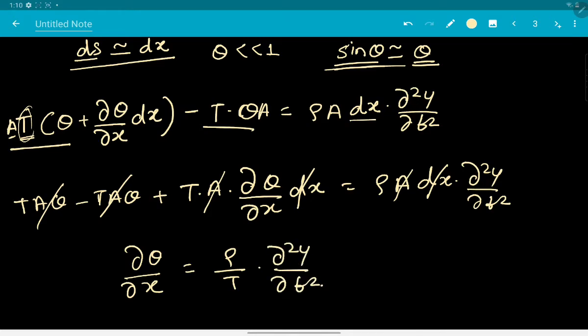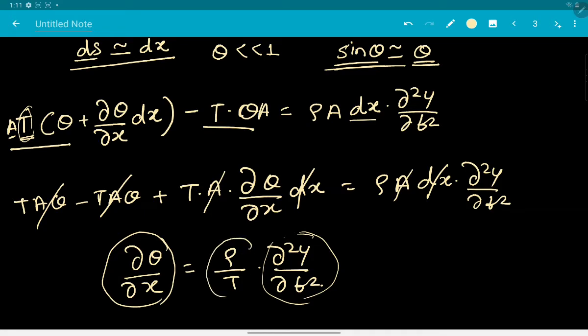So what this equation is telling you is about the variation of theta with respect to x. In order to have force equilibrium, the variation of theta with respect to x should be such that it is a scalar multiple of the acceleration profile. Whatever the acceleration profile is, it is a scalar multiple of that, and that multiplier is equal to rho by T.